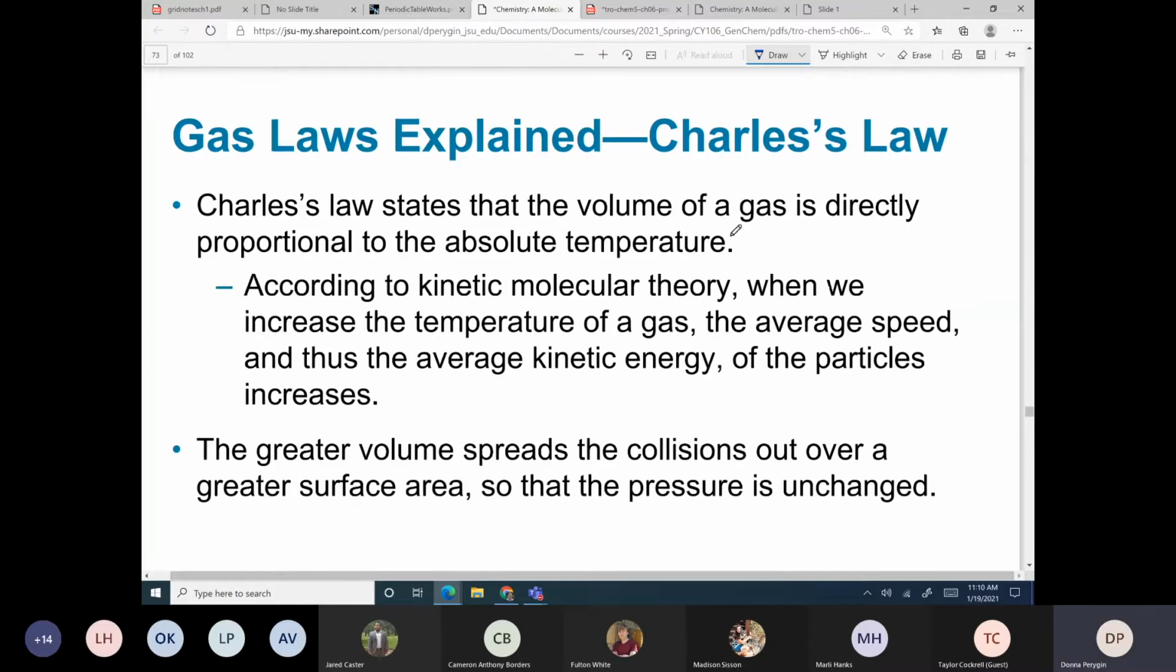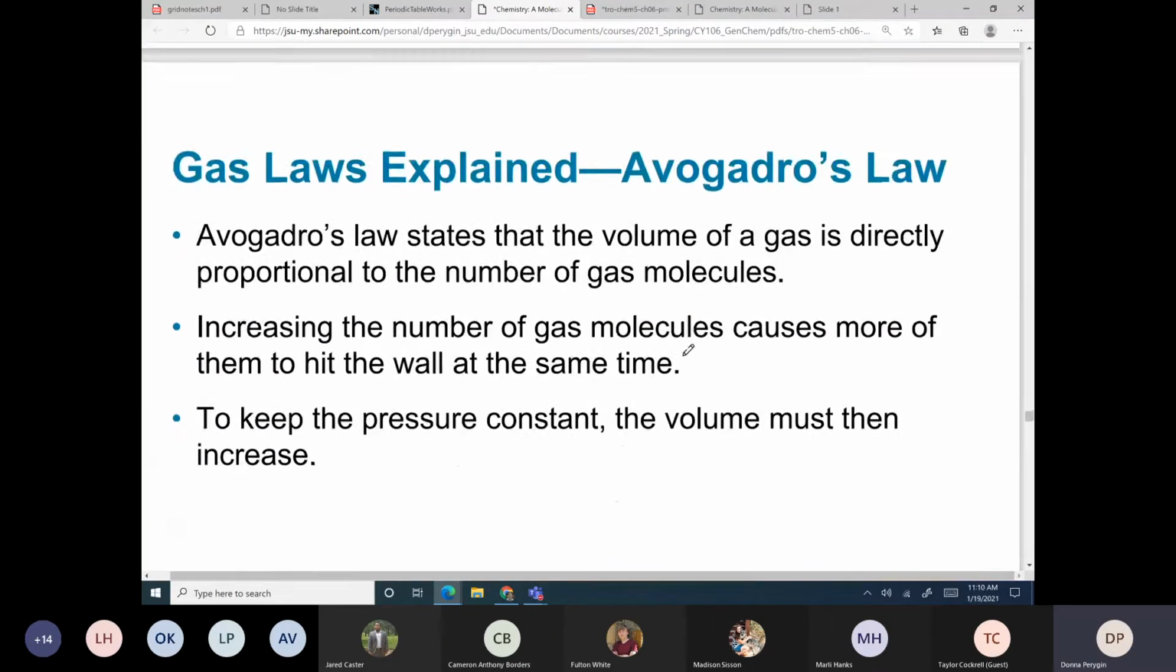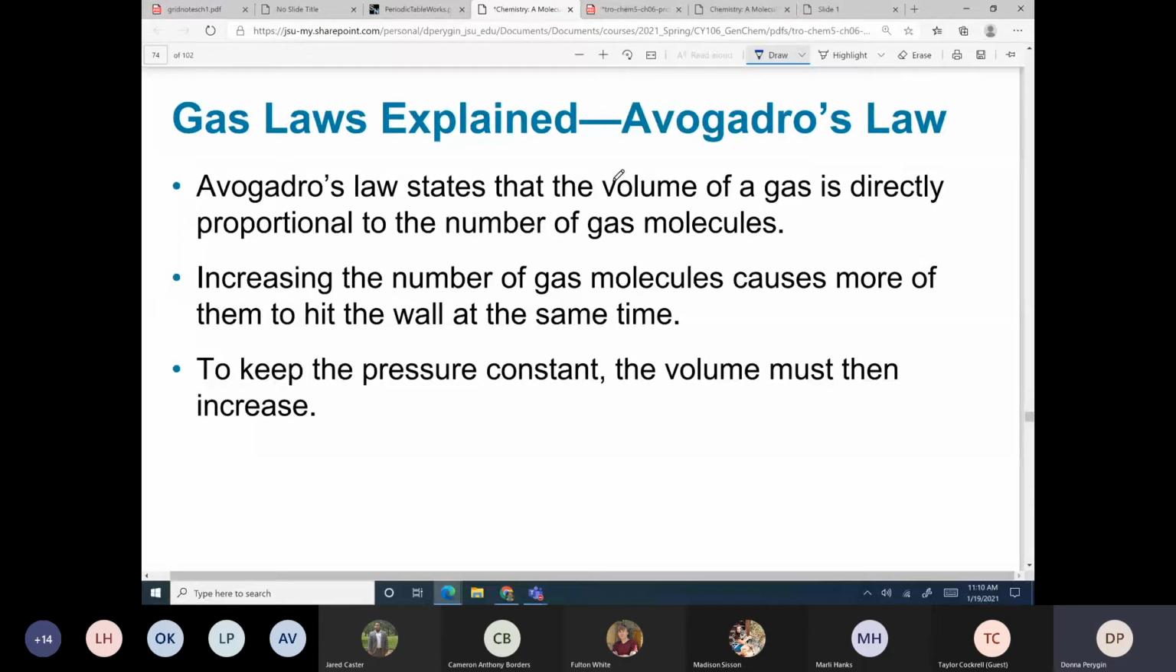Charles's law states that the volume of a gas is directly proportional to temperature because, according to kinetic molecular theory, when we increase the temperature, the average kinetic energy increases. So that's going to increase the volume because we're going to have more collisions with the walls of the container. Avogadro's law states that the volume of a gas is directly proportional to the number of gas molecules. If everything else stays the same and you increase the amount of gas you have, it's going to increase the volume.